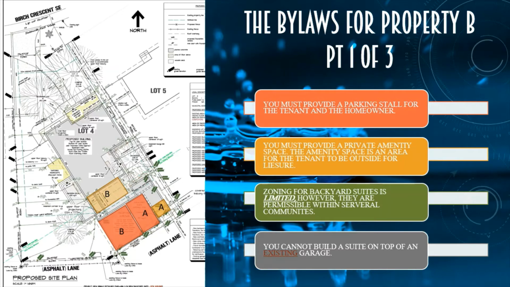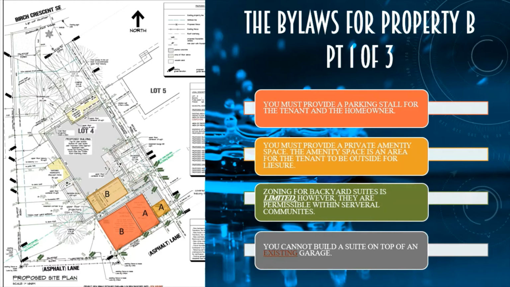There's only 2 types of zoning for backyard suites in the city of Calgary. However, the city of Calgary is open to additional suites on random properties. However, they all follow a discretionary use process, which I'll get into later on in this series.